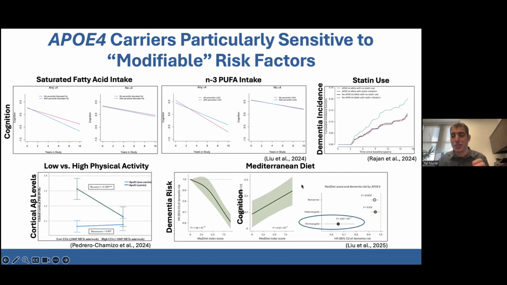much better cognition, and that the group that was most responsive to this change in diet, or this difference in diet, were APOE4 homozygotes. So people with two copies of APOE4. So just showing that APOE4 carriers are very responsive to lifestyle modifications to help slow down this risk of dementia.